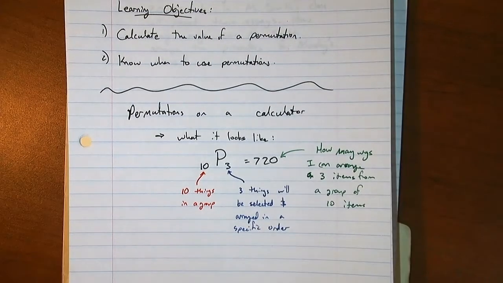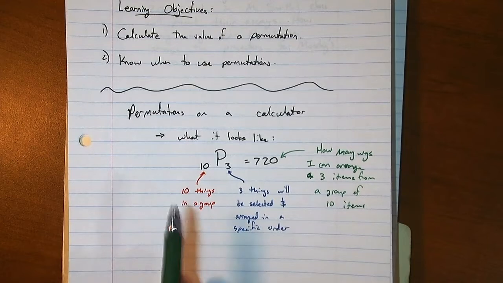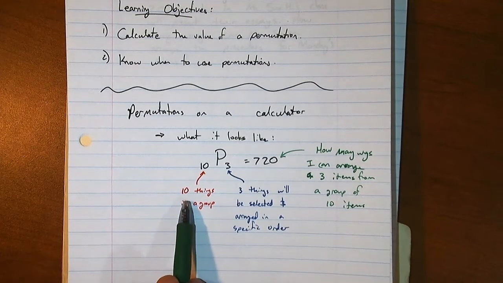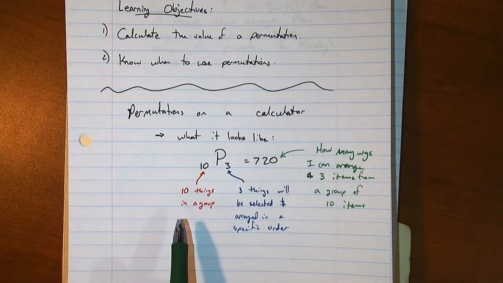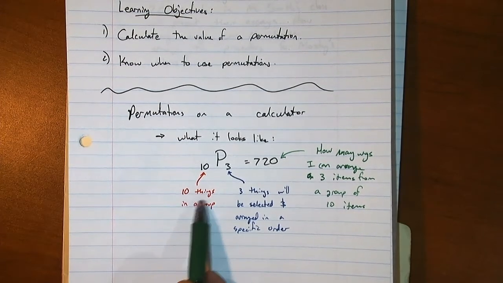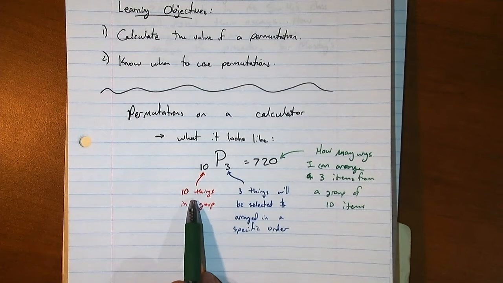Okay, so let's think about what this might mean in real life. Imagine, if you will, a race that has 10 runners in it. Typically in a track race, you probably only have 8 or 9 runners, at least in the sprints. Maybe if it's a longer race, like the 800-meter race, I've got a few more runners. This race has 10 runners in it. So there's 10 things in my group, 10 runners in my race.